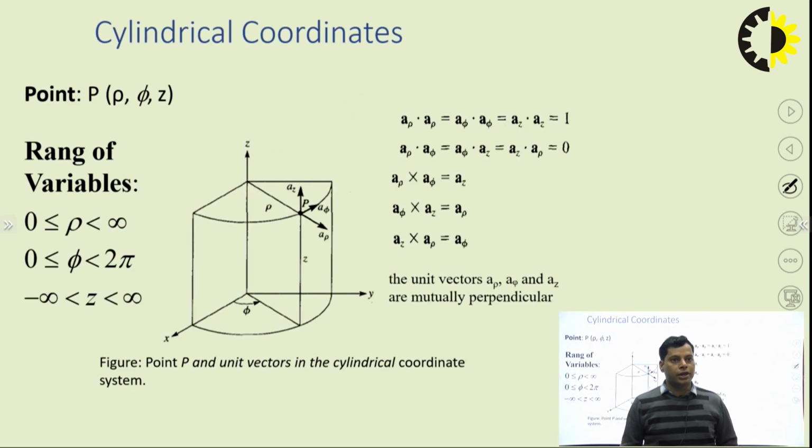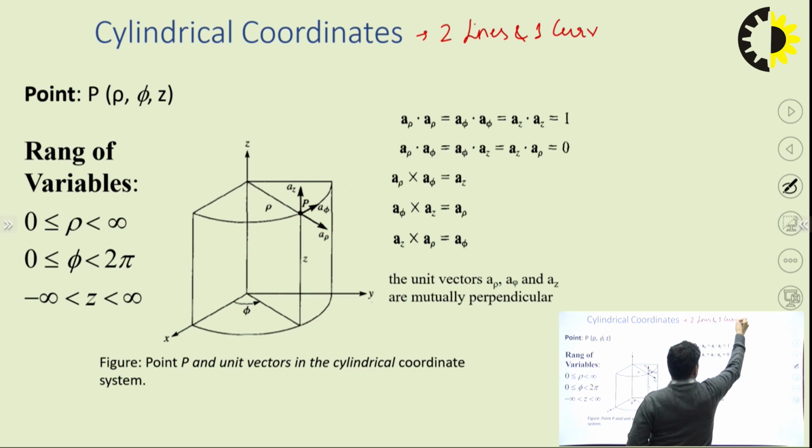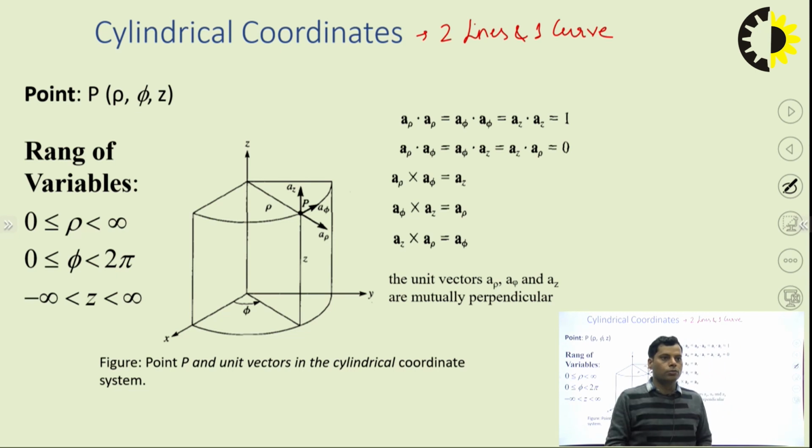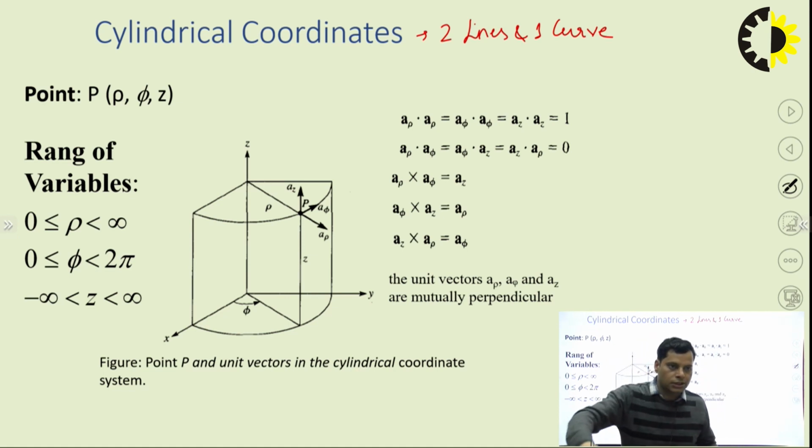Next one is the cylindrical coordinate system. When I discuss the cylindrical coordinate system, we are considering two lines and one curve, so this follows the symmetry of a cylinder. Let's say in any room where I am standing, just consider the corner in the xyz plane. Let's say we have to form a cylinder, so we have to consider a radius, and let's say the radius is rho. We consider this and make a circle.